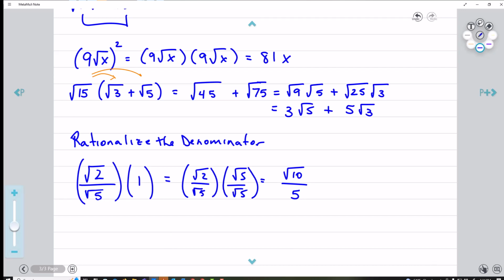And so sometimes these are really important, to get rid of that radical in the denominator. And they both don't have to be radicals. You could have something like 4 square roots of 7. I would multiply that by the square root of 7 over the square root of 7. 4 square roots of 7 over 7.